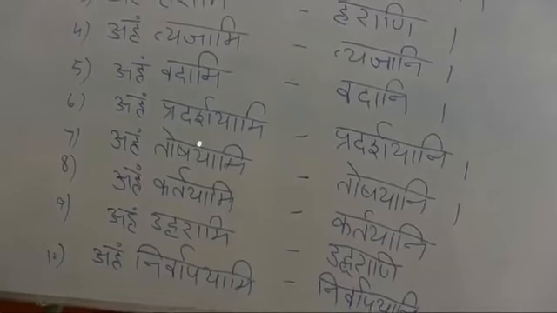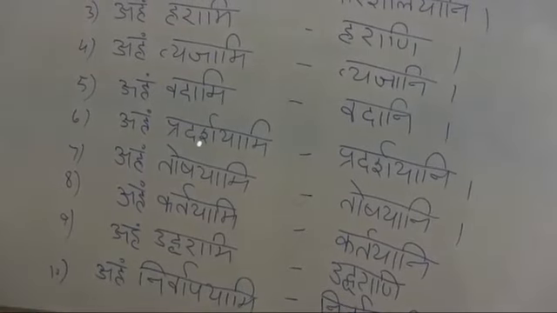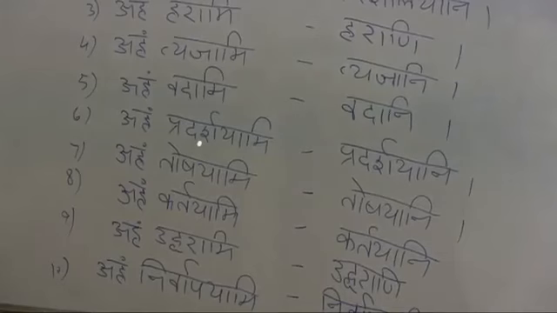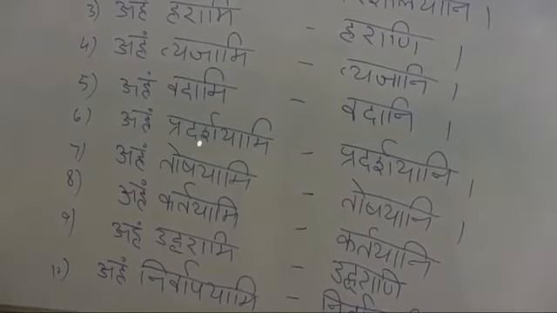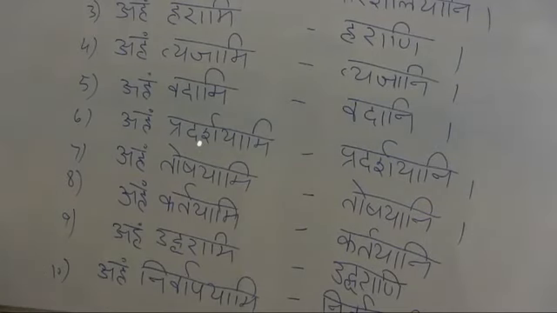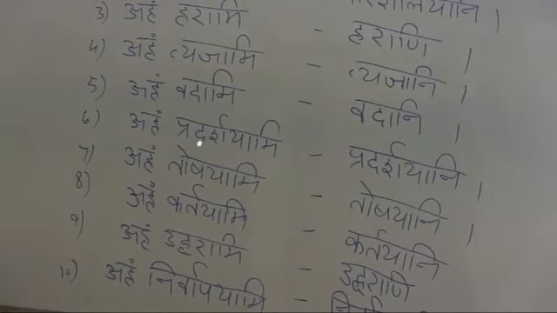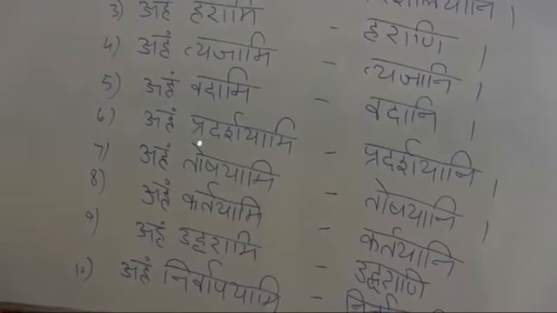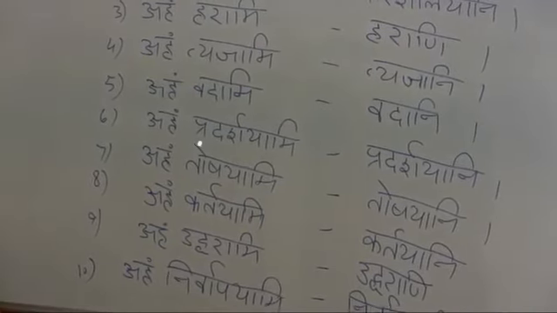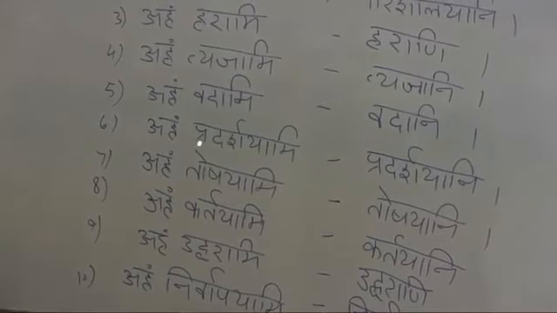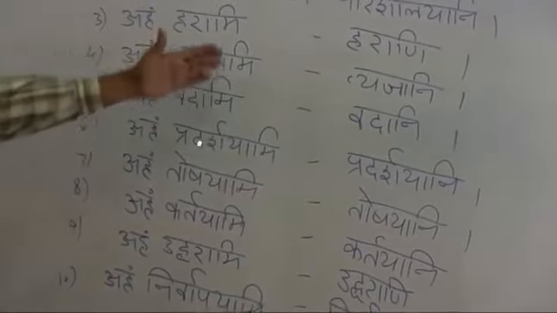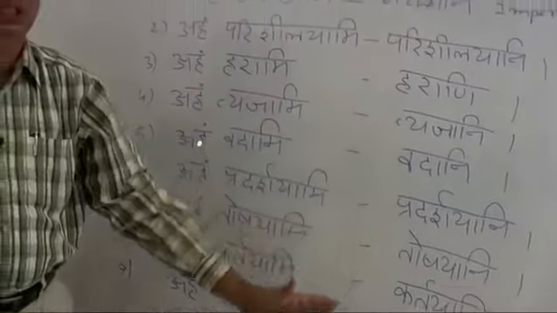Aham kartayami, I am cutting. I cut. Becomes may I cut, let me cut, shall I cut. Aham kartayani. If you are seeking the permission, then the sentence should be understood as shall I, or may I, or let me. Aham uddharami, I am lifting. Becomes aham uddharani, may I lift or shall I lift. Aham nirvapayami, I am blowing out something like fire or candle. Aham nirvapayani, may I blow out.